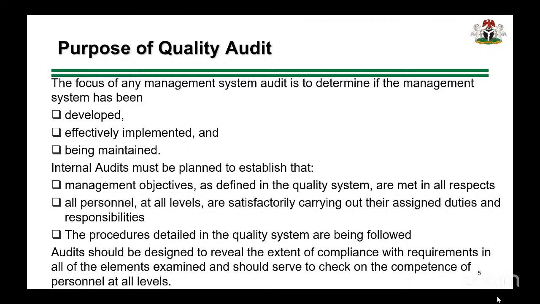One of the purposes of doing all this, we want to see, does that process exist? Is that management system developed? If it is, now we want to go further to check if it was implemented, if the implementation is effective. Next, we want to see if it is being maintained. Because sometimes people can develop a system and implement it, and over a period of time, it's not being maintained. So one of the key purposes of the quality audit is to determine that the management system has been developed, that it's been effectively implemented, and that it is being maintained.